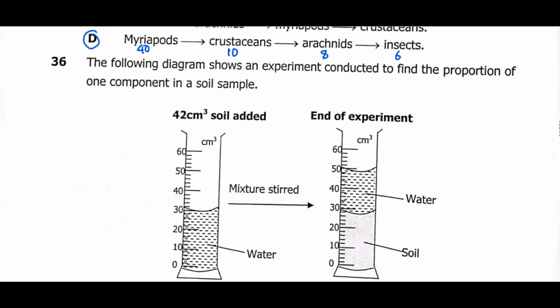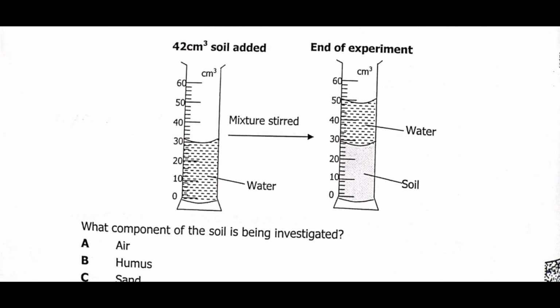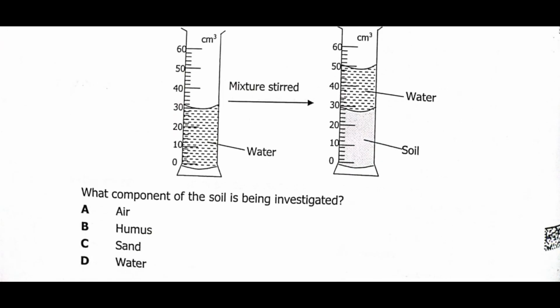The following diagram shows an experiment conducted to find the proportion of one component in a soil sample. So here we have water, then we add the soil. Then we can see the volume of water after the soil was added. Before the soil was added, the volume of water was 30. Then after the soil was added, the volume of water on top is from 30 to 50. So there is 20 here.